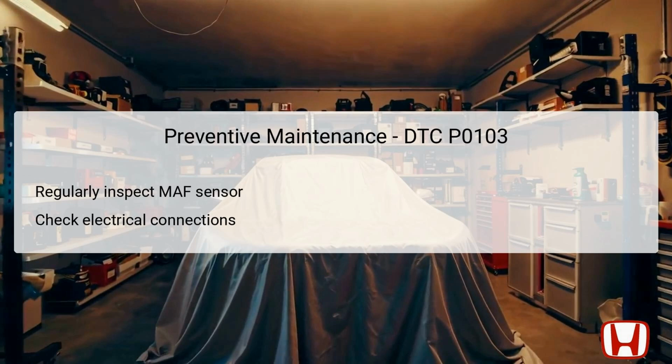Preventive maintenance is vital in avoiding recurrence of DTC P0103. Regular inspections of the MAF sensor are advisable, focusing on both mechanical integrity and cleanliness. Dirt or debris can impair its performance significantly, leading to erroneous voltage readings.